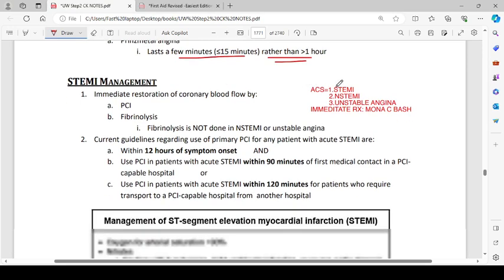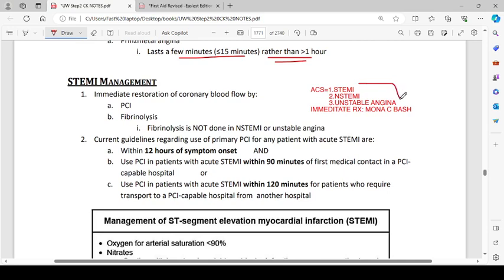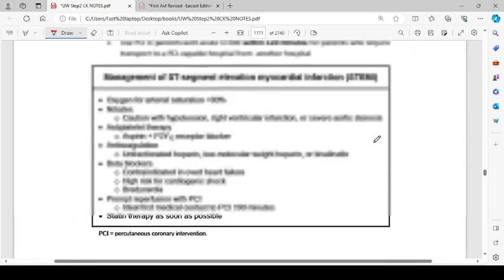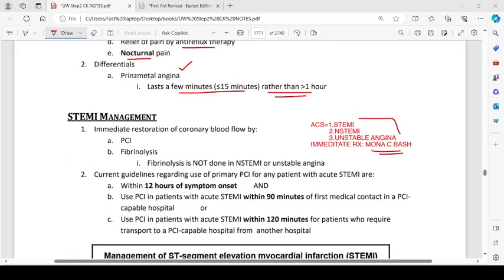So ACS basically constitutes three things: STEMI, NSTEMI, and unstable angina, and immediate treatment is MONA C BASH. Okay, so MONA C BASH stands for morphine, oxygen, nitrates, aspirin, clopidogrel, beta blockers.